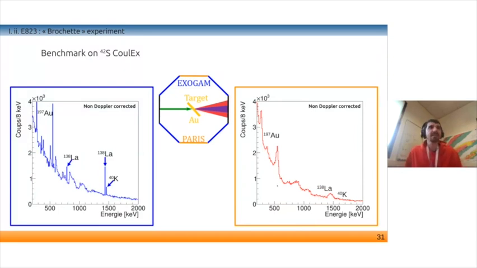So as I already said, as benchmark for the Coulomb excitation, here I have some results for sulfur-42. Here you have both spectra for EXOGAM and PARIS, non-Doppler corrected, where we can see clearly the peak of the Coulomb excitation of the gold target, here and here for PARIS. But also some other contaminants, for example, room contaminant like potassium-40 for EXOGAM, and PARIS contaminant with lanthanum gamma rays.